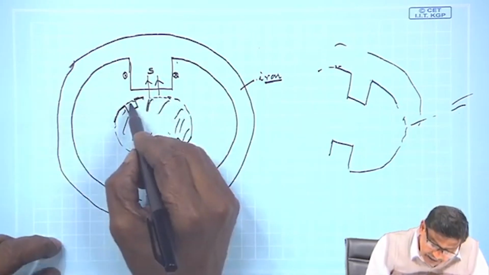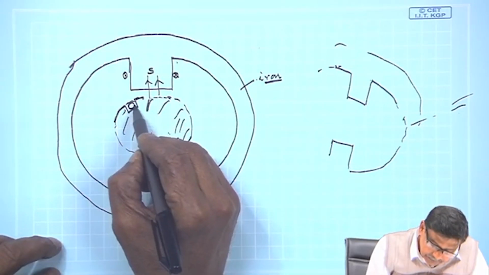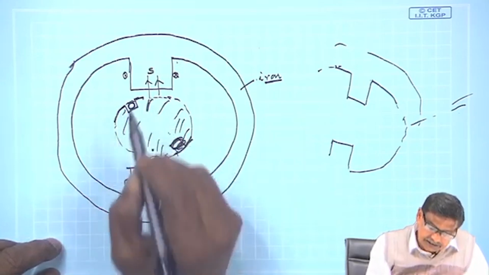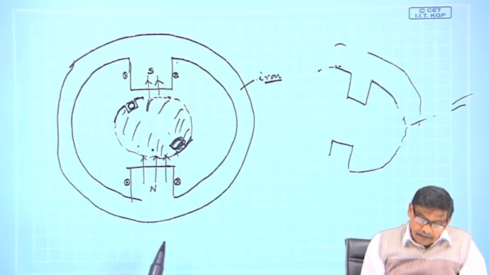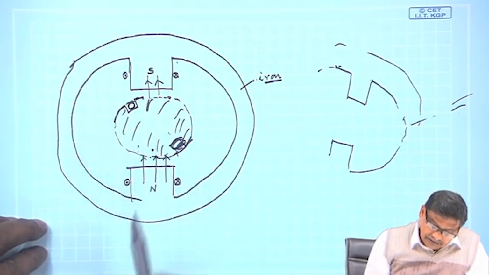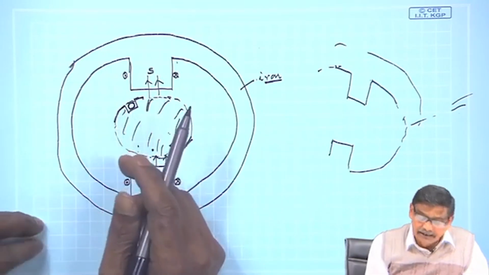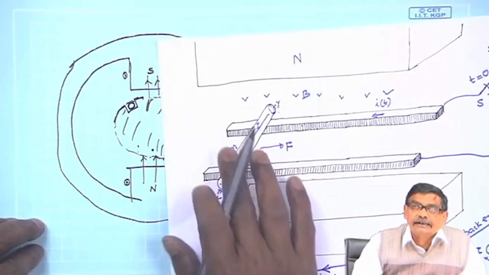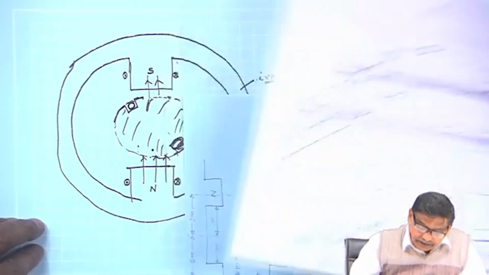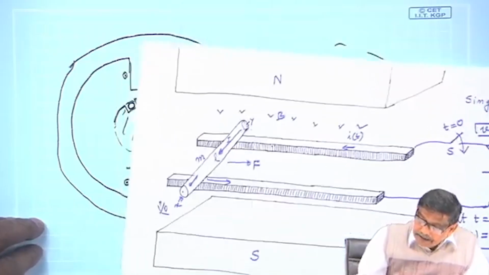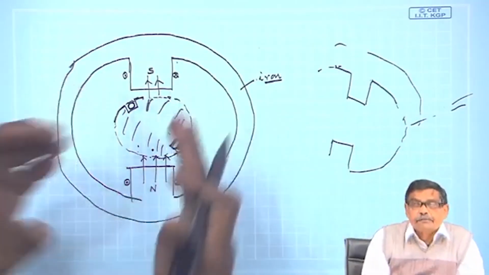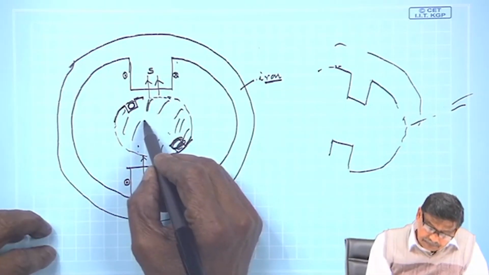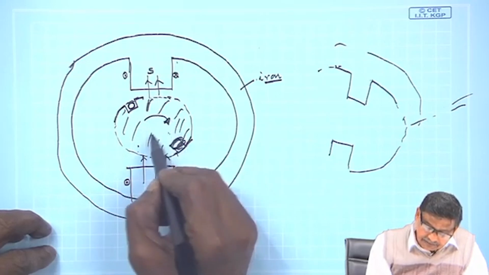Now, here you can place a conductor, forget about this slot, a single conductor. I can place a conductor like this. Okay. And this will resemble our single conductor generator here. In which way? In a very limited space, everything is squeezed now. Suppose this is moving in this direction.